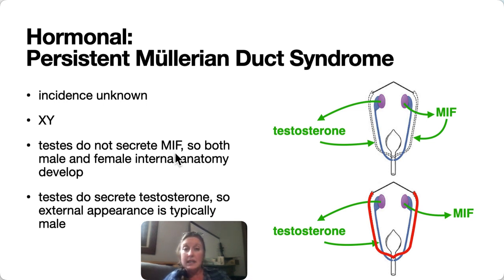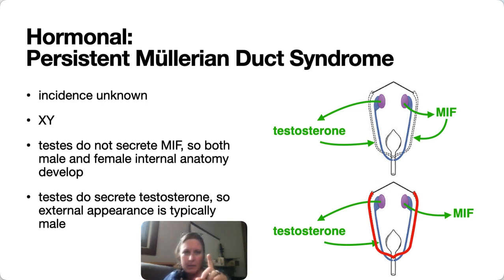They do secrete testosterone. So, because there's no Mullerian inhibiting factor, which would normally wipe out the female ducts, as we see in this diagram, what happens is that the female ducts continue to exist and develop as well as the male ducts. So these individuals have both male and female internal anatomy. I know one of you out there is asking, wait, what? Do they have a vagina too?